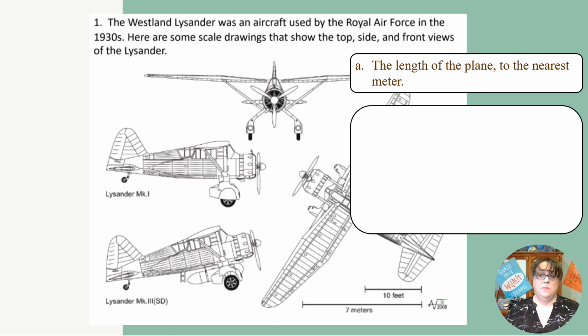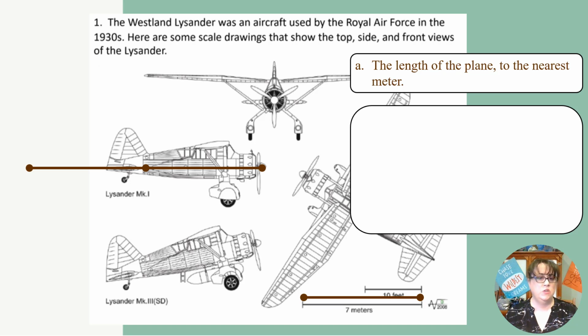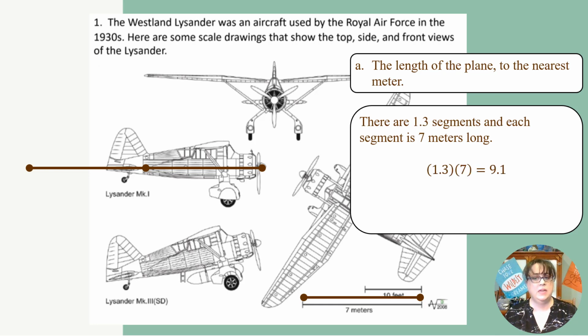So let's find the length of the plane to the nearest meter. For the meter, we're using the longer scale because it's meters. I used this diagram right here, from the tip to the tail. I laid the meter scale out once and twice, and again, we see it's not quite long enough. So I figured that was about 0.3 of the longer one. So there's about 1.3 and each segment is 7 meters long. We take 1.3 times 7 and we get 9.1. So it's about 9.1 meters long.